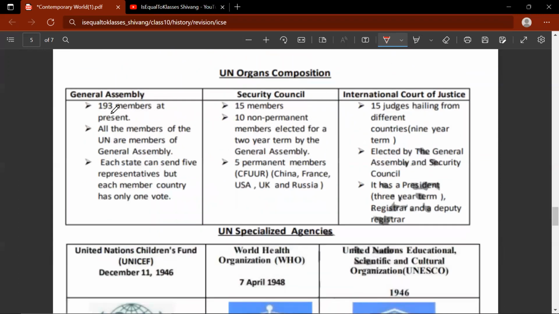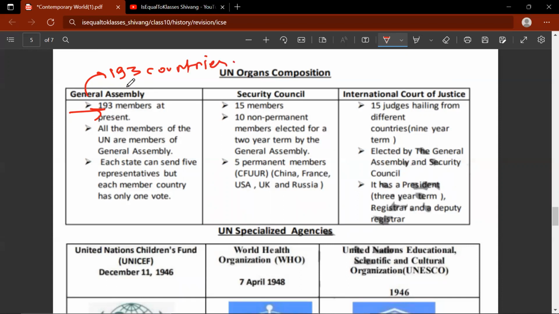Okay. UN organs composition. In the General Assembly, there are 193 members at present. By members, I mean countries. So in total, there are 193 countries in the United Nations. All members of the UN are members of the General Assembly. Each state can send 5 representatives, but each member country only has 1 vote.